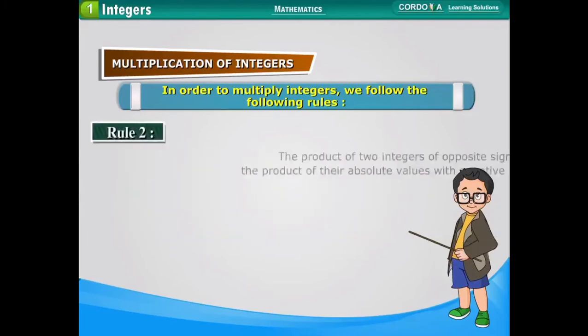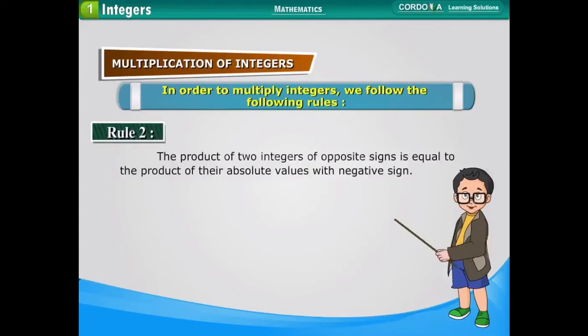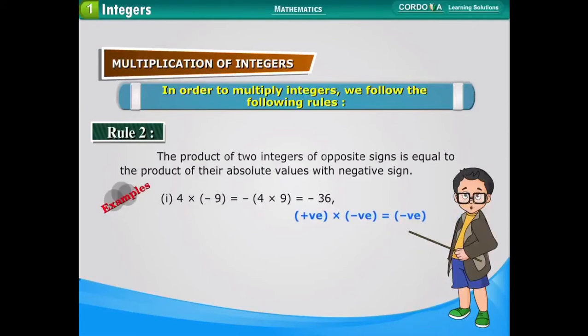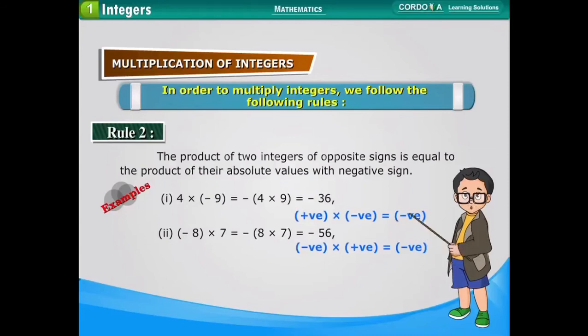Rule 2. The product of two integers of opposite signs is equal to the product of their absolute values with negative sign. Examples. 4 × −9 = −(4 × 9) = −36. Positive into negative is equal to negative. −8 × 7 = −(8 × 7) = −56. Negative into positive is equal to negative.